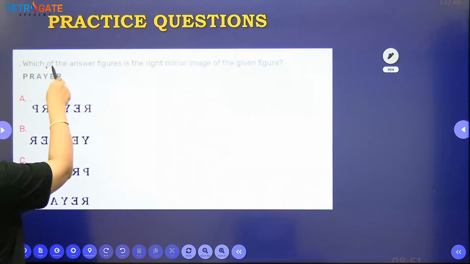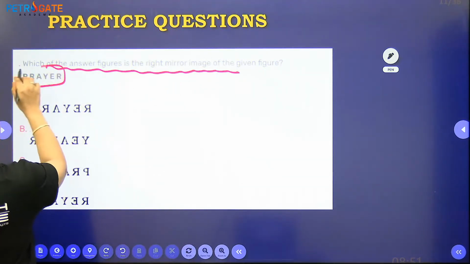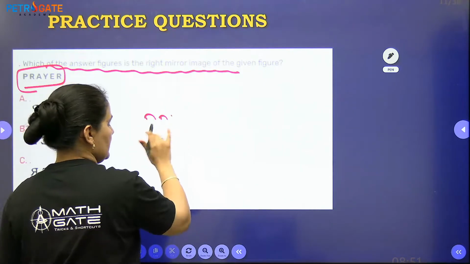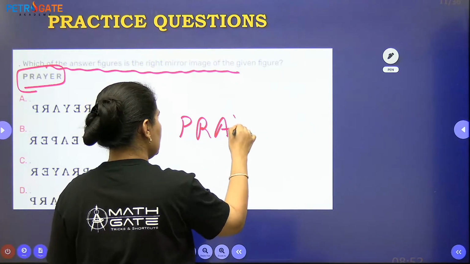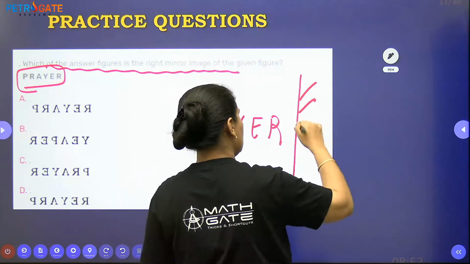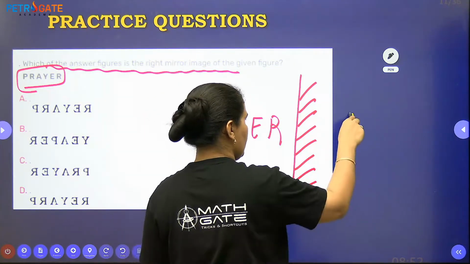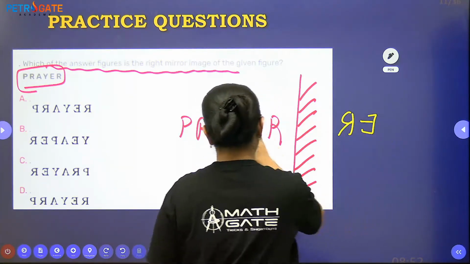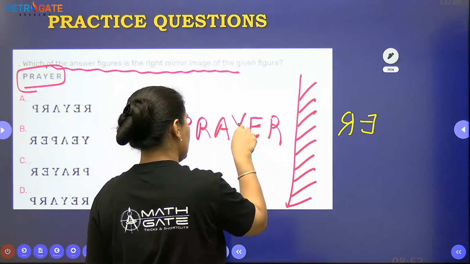Now it's given to us: which of the answer figures is the right mirror image of the given figure? So we are having a word that is PRAYER. Okay, let me write down here only. Prayer. When we go for the mirror image of this prayer, what will it become? It will become R. Yes. It will be E. Yes. Now just let me write down the Y as a simple Y. So the Y should be like this.